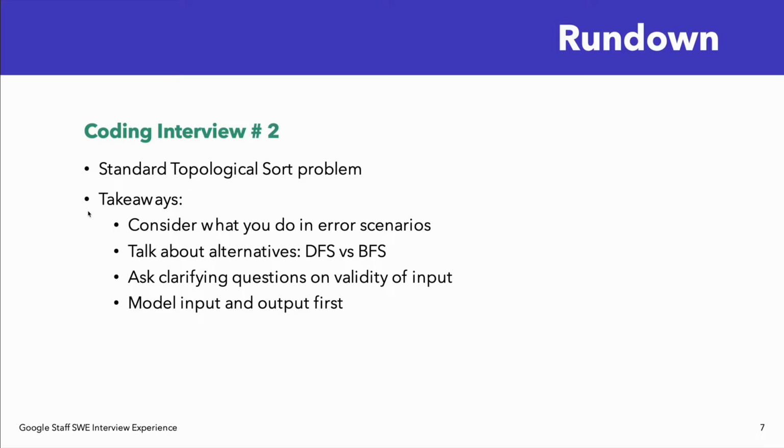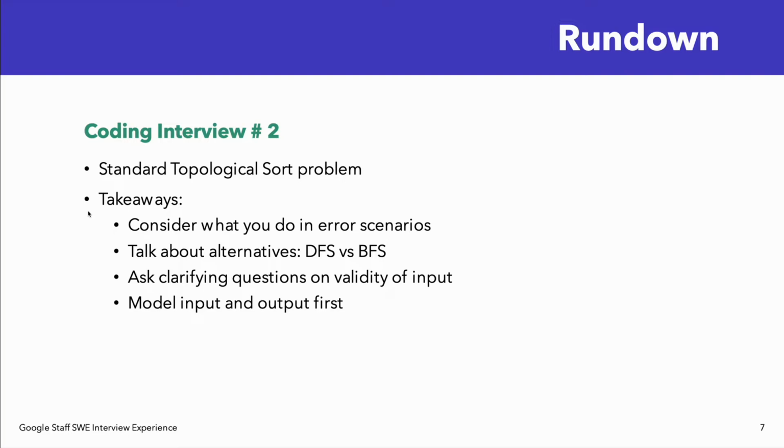And talk about alternative solutions. This topological sort problem has two ways of doing it. You could do it using DFS, which is what I did, or BFS, which uses in-degrees and all that. Talk about this, either at the start or at the end, but once you've solved it, talk about the other ways you can approach it, because as a senior or staff engineer, you're expected to evaluate alternatives and make the right decisions.